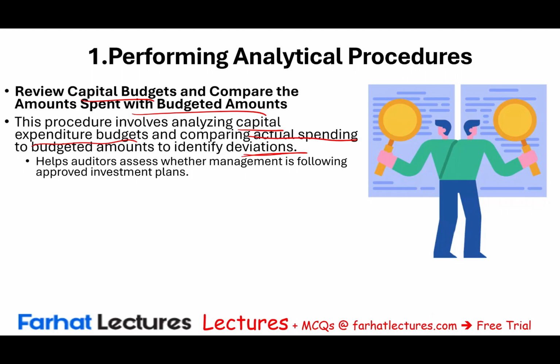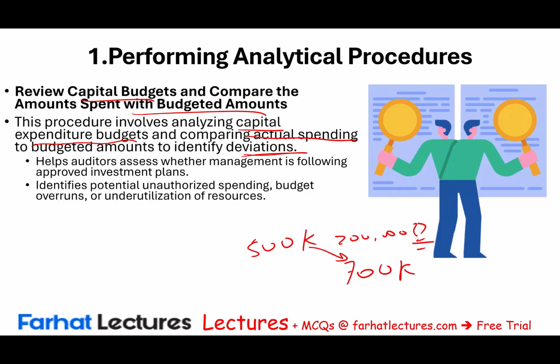This is what they said they will spend. Let's assume they said they want to spend half a million, and they end up spending 700,000. Well, why would this 200,000 increase come from? We need to know. We could identify potential unauthorized spending, because what was authorized is $500,000, or we could identify an authorized budget overrun or underutilization of resources. Any of these could be a possible explanation.